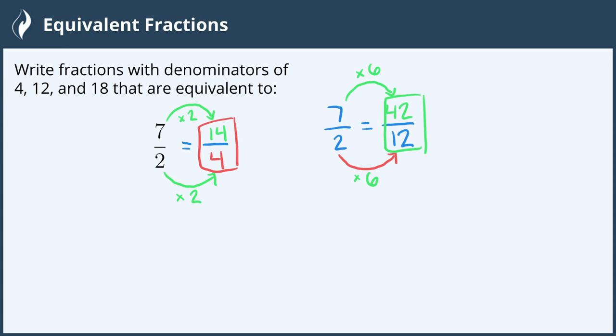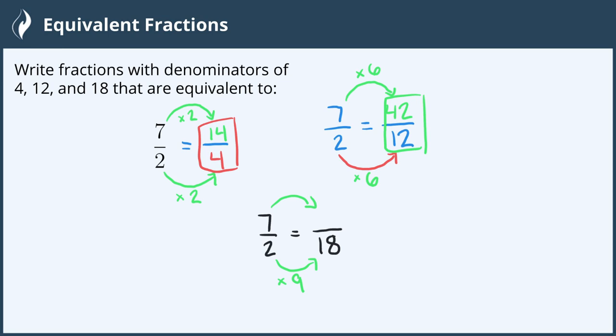And the last one, we still have our original fraction of 7 halves, and we'll set it up to equal the new denominator that we were asked to find, the equivalent fraction with denominator 18. And then we'll multiply the numerator and the denominator by the exact same factor so that the ratio of 7 halves to the new fraction remains the same. To go from 2 to 18, this is being multiplied by 9. Again, if you weren't sure, you can do 18 divided by 2 to give you that factor.